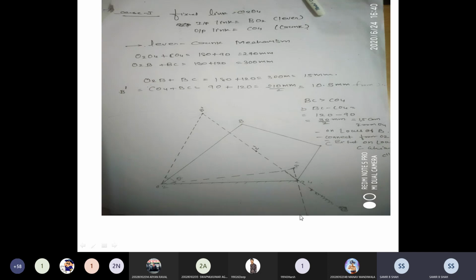O4C वाली जो लाइन है वो नीचे आएगी, कहां तक आएगी? C double dash तक. And the remaining C dash point we are get on O4C C dash on dotted line of O4B dash.